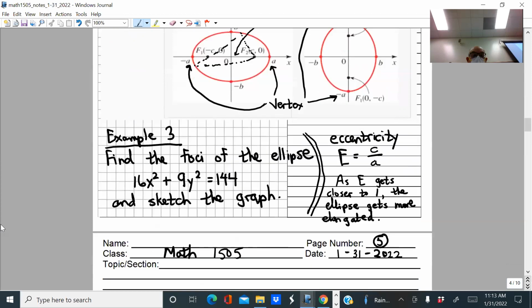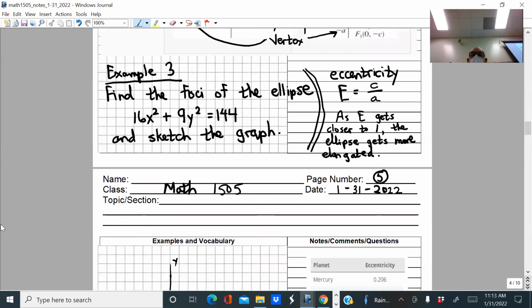Let's actually apply some of that knowledge. So let's see if we can find the foci of this ellipse. Where are the two focal points? And see if we can sketch the graph. So we're actually going to have to find other things as well. We're going to find the focal points, but we're also going to have to find where the vertices of the ellipse are as well.